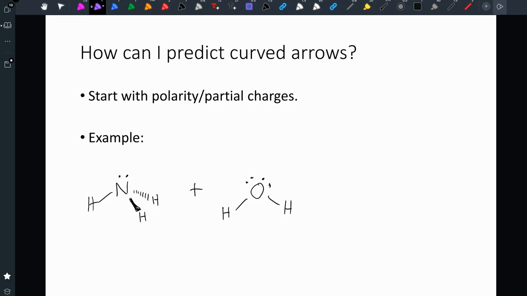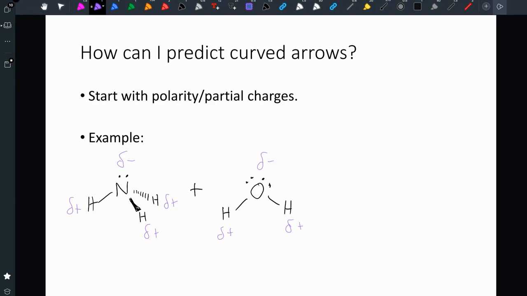Hopefully, what you came up with is nitrogen has a higher electronegativity than hydrogen. So nitrogen is going to be partially negative. Hydrogen is going to be partially positive. Same thing in this other molecule. Oxygen has a higher electronegativity than hydrogen, so it's going to be partially negative. Hydrogen is going to be partially positive.